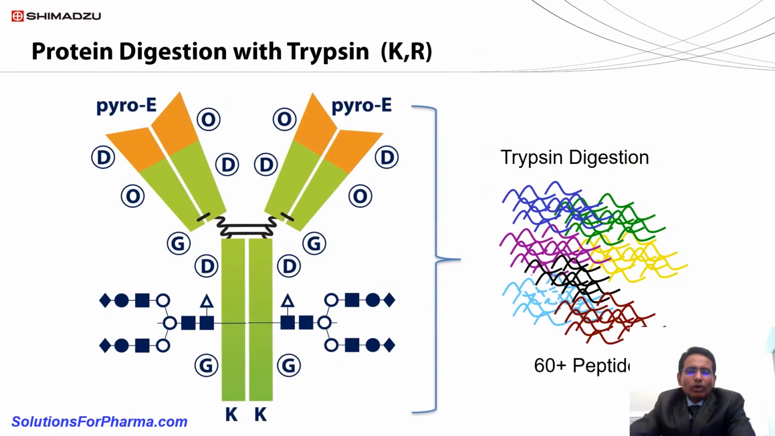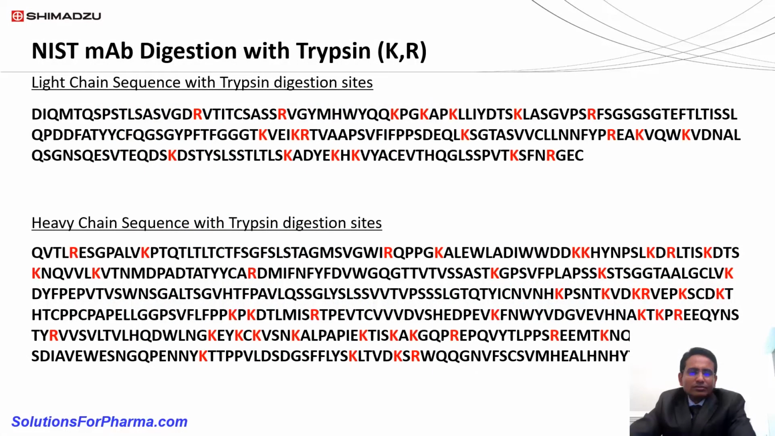We have also done the protein digestion with trypsin at the lysine and arginine sites, and here I am going to show some of the results. This is the NIST mAb digestion with trypsin, and you can see the digestion sites, that is R and K, for the light chain, and the same thing for the heavy chain on the bottom panel.